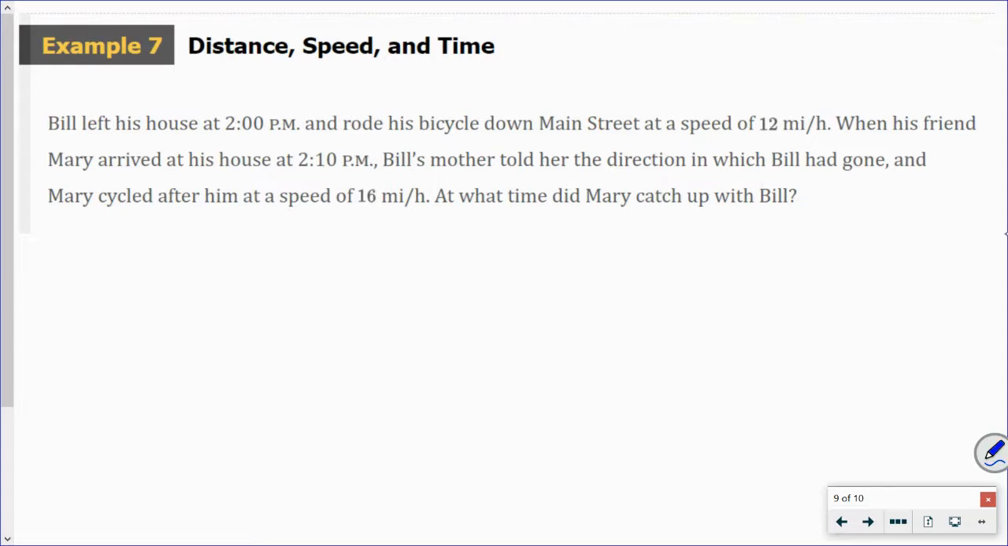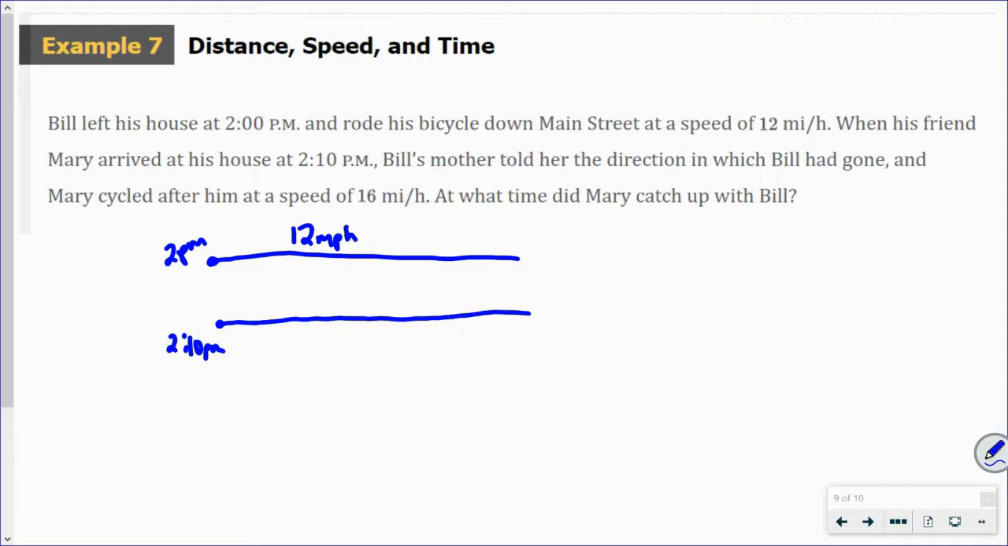Okay, so let's just kind of sketch a picture here. So here's Bill. He starts at 2 p.m. and he's going so far. Okay, we don't know how far he goes. It doesn't matter, but he goes 12 miles per hour. Okay, Mary shows up at 2:10 p.m. So just 10 minutes later, and she pretty much chases after him going 16 miles per hour.